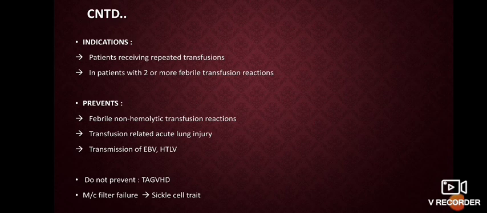The indications include those who are having repeated transfusions, and those who are having 2 or more febrile transfusion reactions. Providing a leukoreduced product can prevent febrile non-hemolytic transfusion reactions and transfusion related acute lung injury. Also, transfusion related viral transmission like EBV and HTLV can be prevented. However, this product does not prevent transfusion associated graft versus host disease. And the most common cause of filter failure is sickle cell trait.